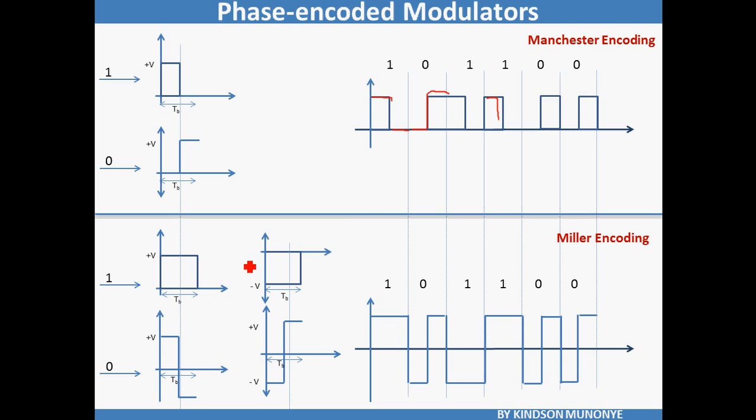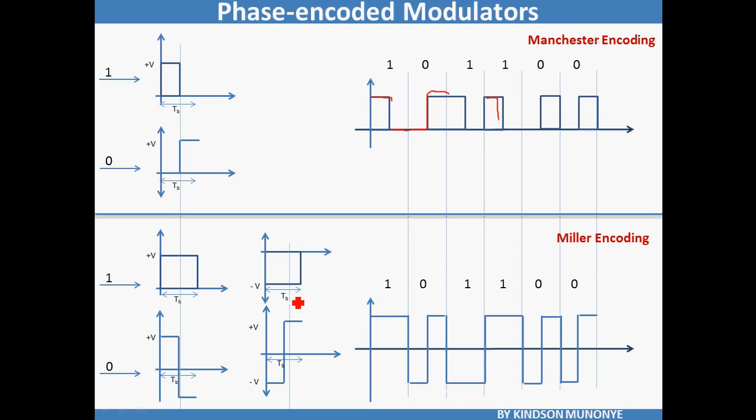The phase-encoded modulator. Then we have the Miller encoded modulator here. For 1, it might be a positive voltage or a negative voltage. For a 0, the same, it can be a positive voltage or a negative one. But the principle of Miller encoding is simple. There must be a change in voltage level for each new bit that is received. So for 1, 0, there is a change. Here 0, it changes down. A new bit stream, it changes.